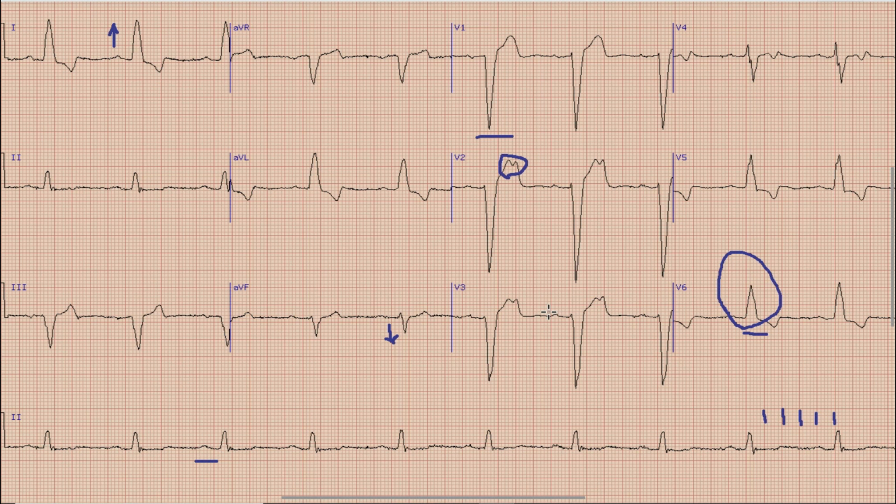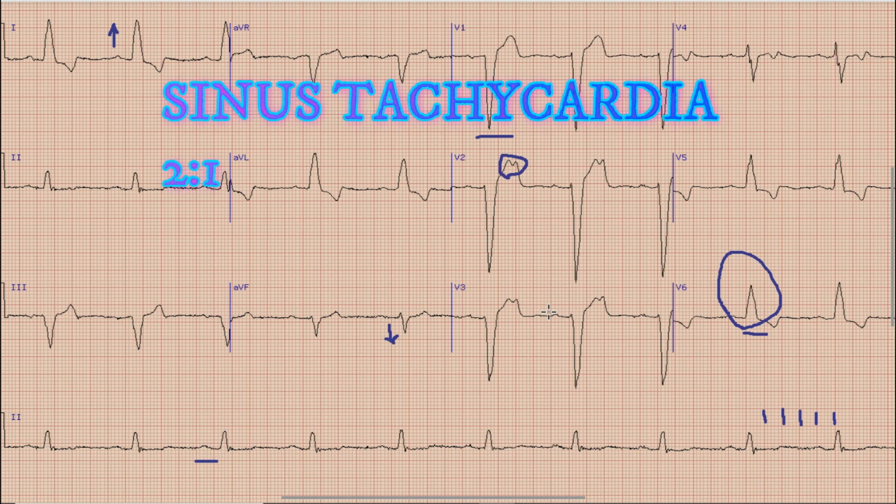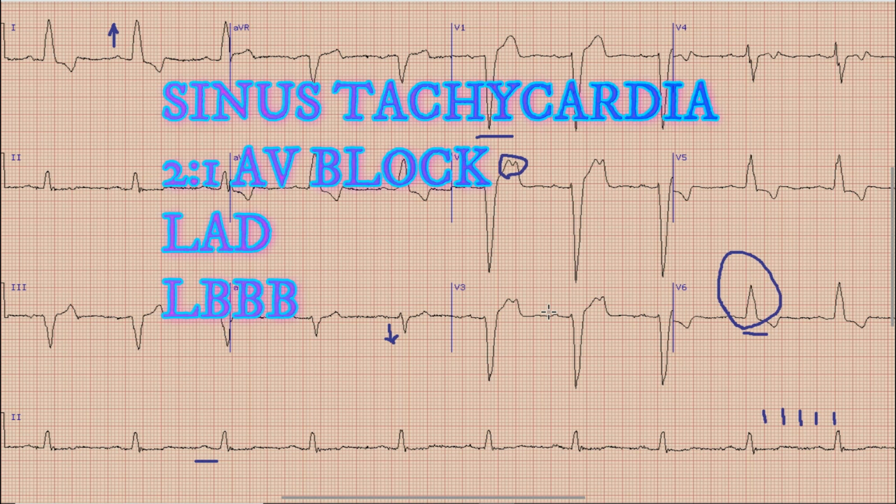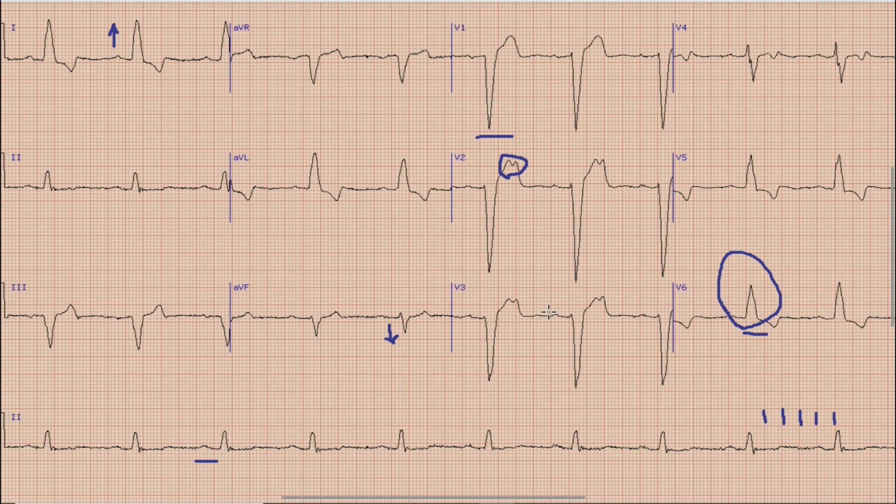To sum up the findings, this is sinus tachycardia with 2 into 1 AV block, there is left axis deviation, and there is left bundle branch block. This is all for today.